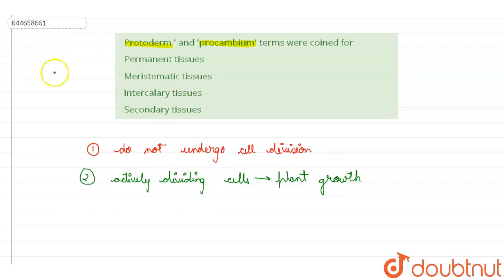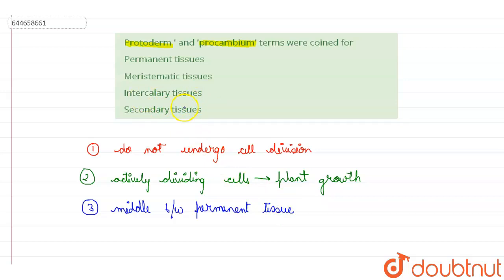The third one is the intercalary tissue. What is this intercalary tissue? It occurs at the base of the internode, or at the base of the nodes or the leaves. Its main function is to help in the elongation and growth of the part of the plant where it is present. That means it is present in the middle portion between the permanent tissue, and it provides growth there. So this is intercalary tissue.